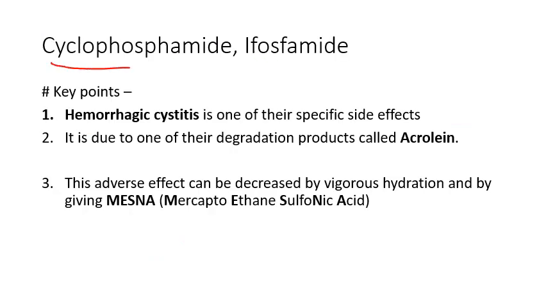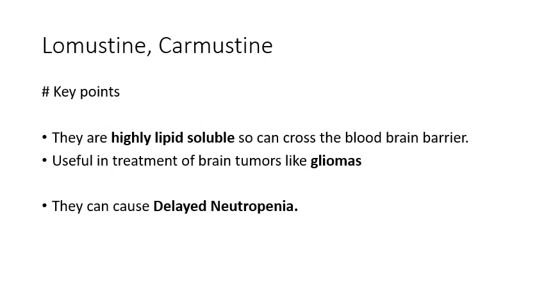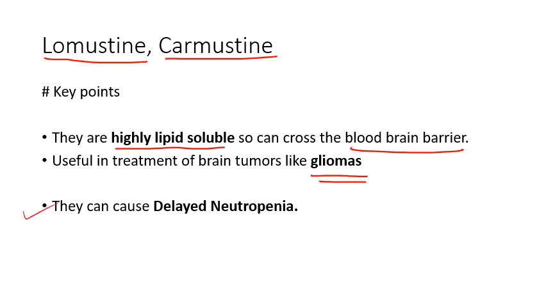The first two drugs, cyclophosphamide and ifosfamide, the key point to remember about them is their side effect, that is hemorrhagic cystitis. It is due to one of their degradation products called acrolein, and it can be avoided by giving vigorous hydration and a drug called mesna. Mesna is mercaptoethane sulfonic acid. The next two drugs, lomustine and carmustine, are highly lipid soluble drugs and they can penetrate the blood-brain barrier. That is why they are used in treatment of CNS tumors like gliomas. The specific side effect is delayed neutropenia.